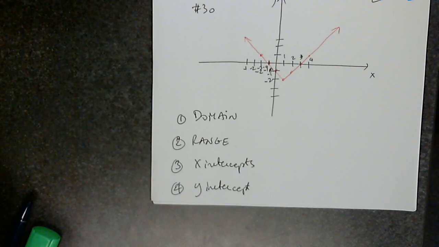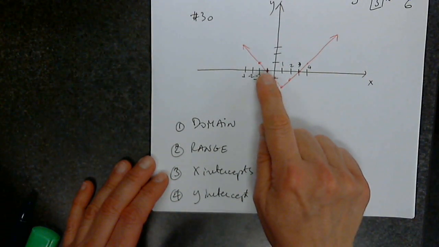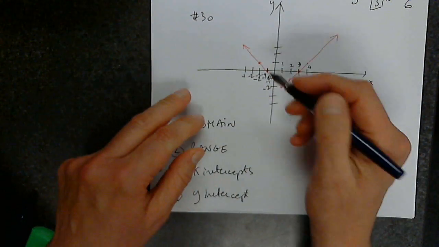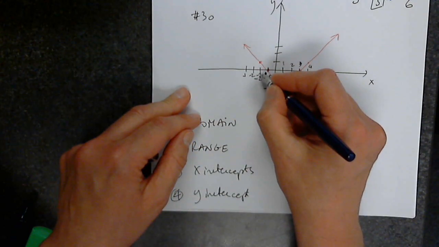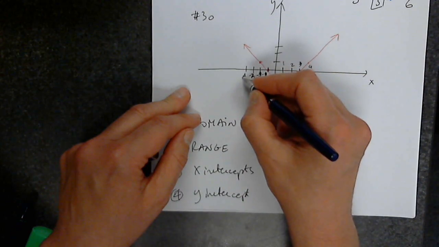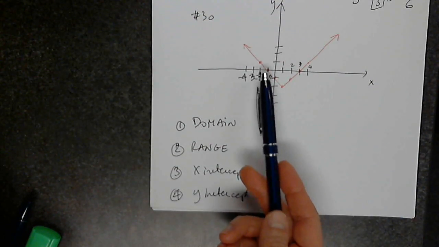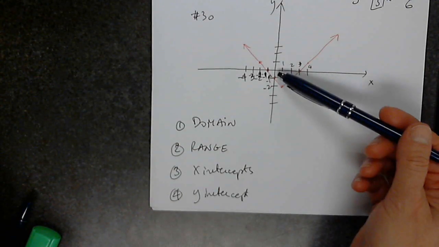You can't read the numbers. So 1, 2, 3, 4, then negative 1, negative 2, negative 3, negative 4. So 1, 2, 3, 4, 1, 2, 3, 4 in the other direction, and 1, 2, 1, 2.